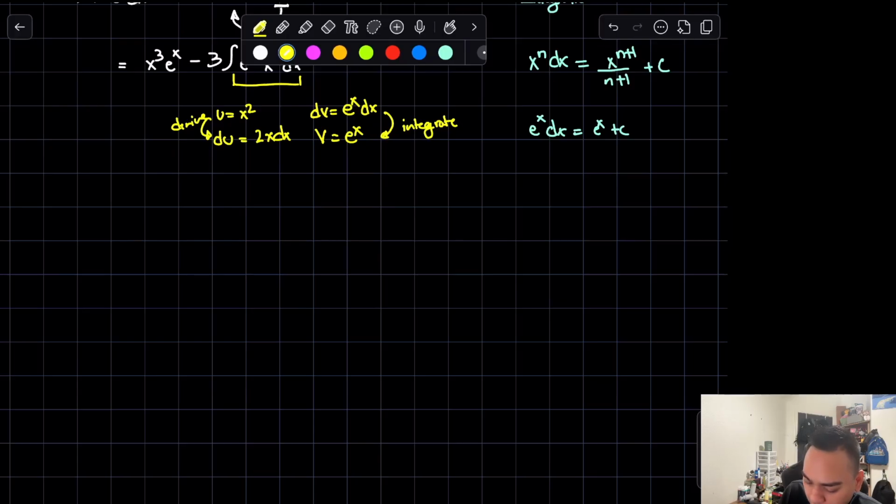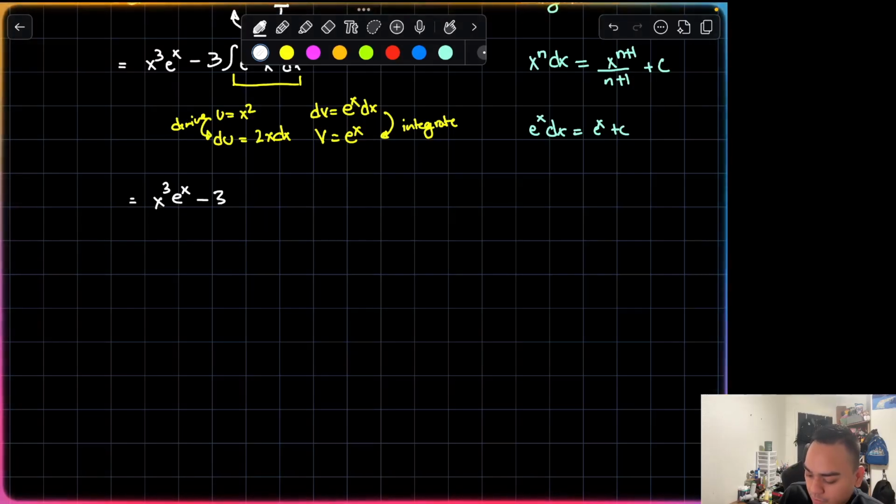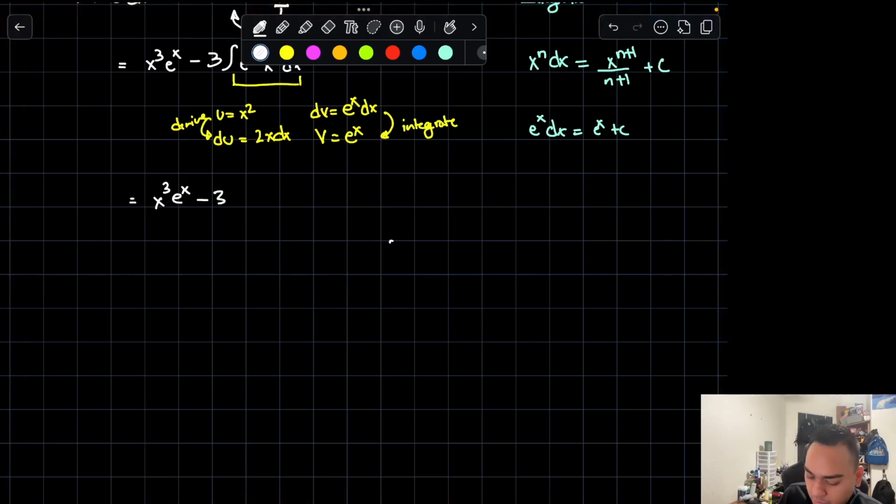And then from there, you copy the entire problem down, so e to the x minus 3, and then we're going to put our equation together, so x squared e^x minus 2x e^x dx. Now we can pull the 2 out, just move it over here.